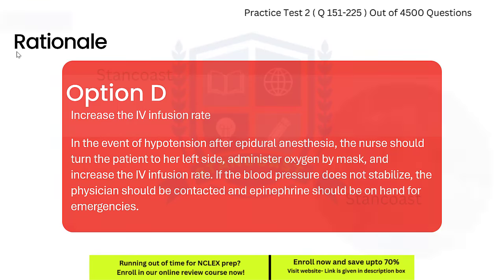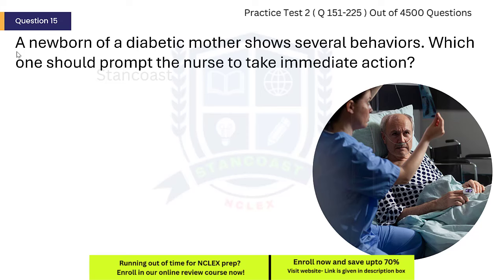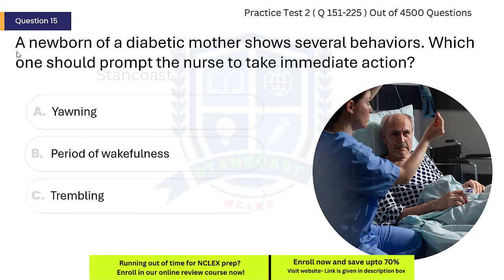A newborn of a diabetic mother shows several behaviors. Which one should prompt the nurse to take immediate action? A. Yawning. B. Periods of wakefulness. C. Trembling. D. Frequent crying. Consider the signs of neonatal distress.